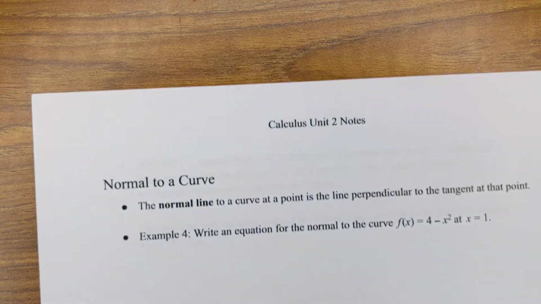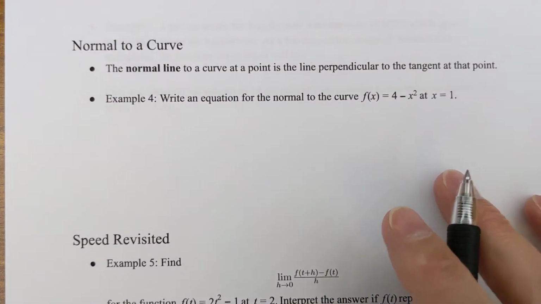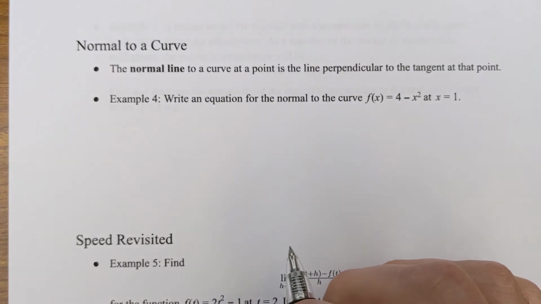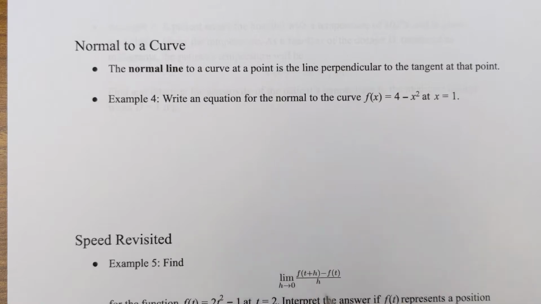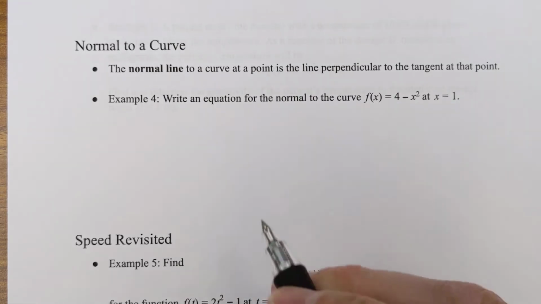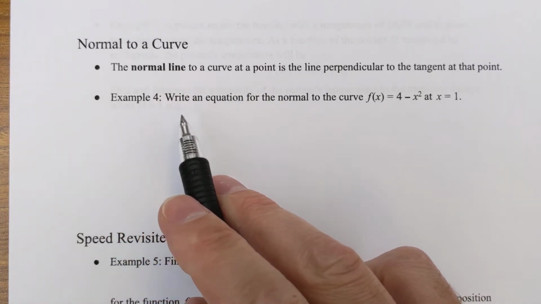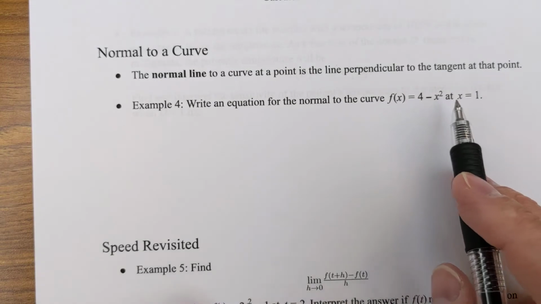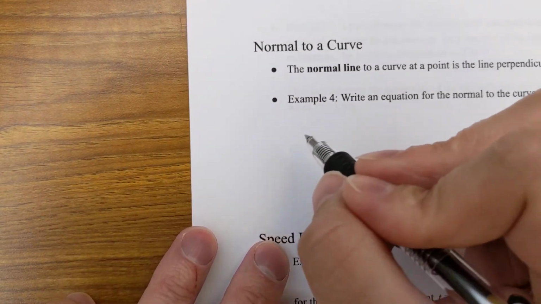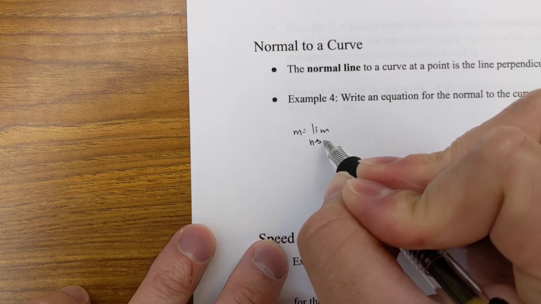All right, normal lines. Normal lines are perpendicular to the tangent, so they run through the curve and form a right angle with the tangent line. So normally to find a normal line, you have to find the tangent line first. So example 4 here says write an equation for the normal to the curve 4 minus x squared at x equals 1. So the first thing I need to figure out is the slope of my tangent line.